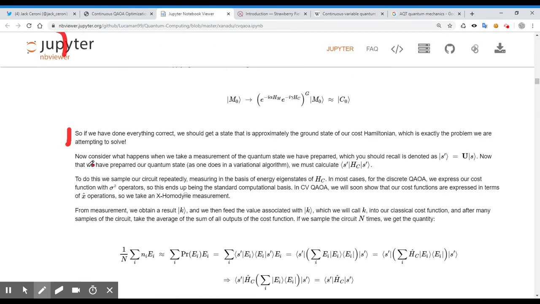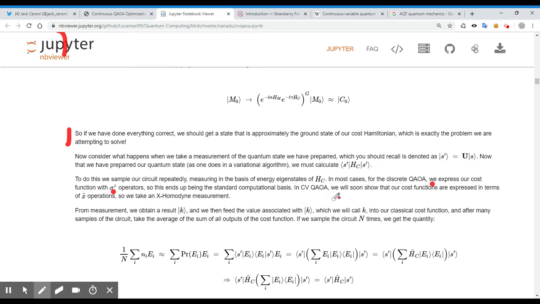I'm not done yet. So now consider what happens when we take a measurement of the quantum state we have prepared, which you should recall is denoted this. Now that we have prepared our quantum state, as one does in a variational algorithm, we sample the circuit repeatedly, measuring in the basis of energy eigenstates. In most cases, for discrete QAOA, we express our cost function with Pauli Z operators. So this ends up being the standard computational basis.